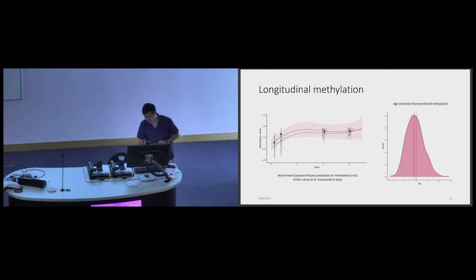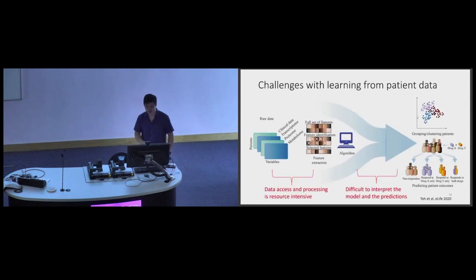So this is the distribution from the GPs of the age estimate from the predicted methylation sites, and then we can see if we're closely predicting the actual age of the individual. Right? Otherwise, you're not really sure if, for an unseen methylation site, you're predicting a true methylation value.